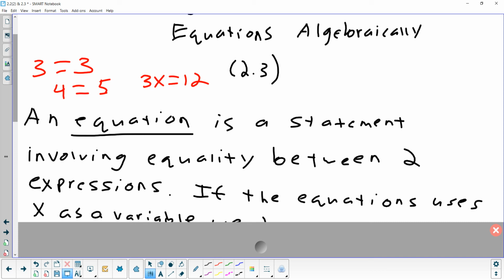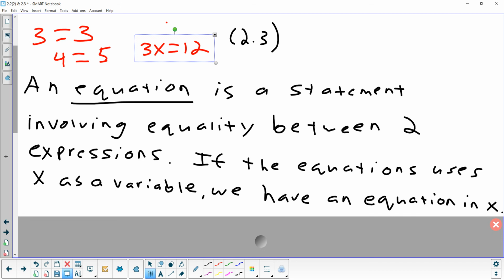3x equals 12 is an equation that could be true if you pick the right value for x. But the point is, these are all equations. This one has an algebraic expression in it on the left. All these other expressions are just numeric. This is the only algebraic expression I wrote.